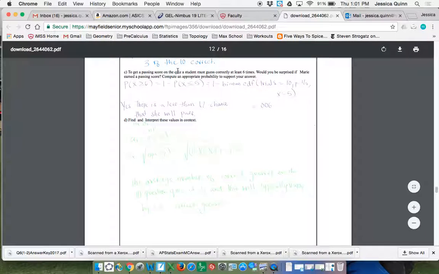So what this means is that there is a less than 1% chance that Marie will pass the quiz if she just guesses on every single answer. So those are not good odds.